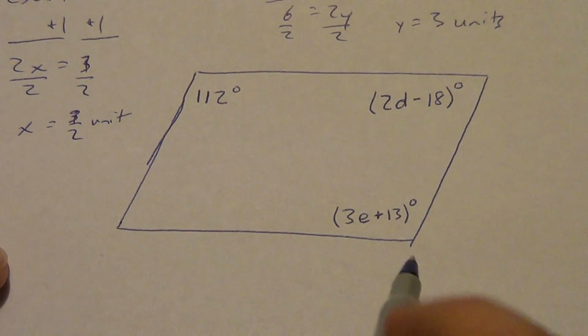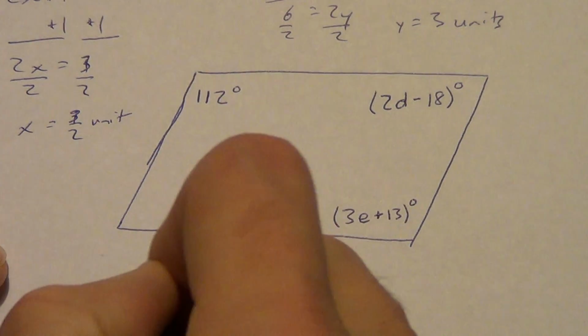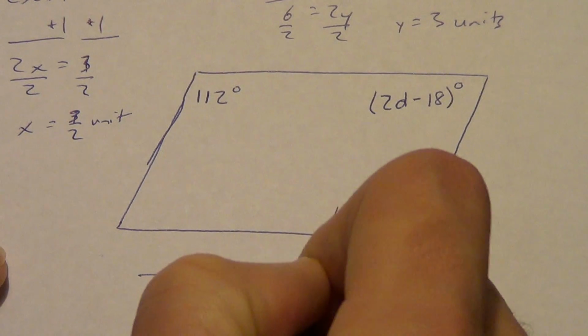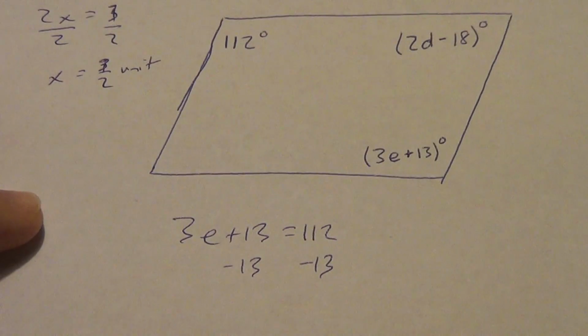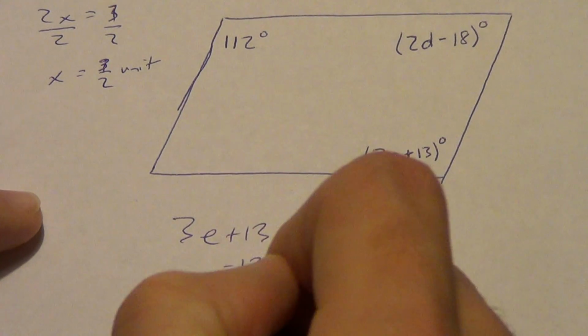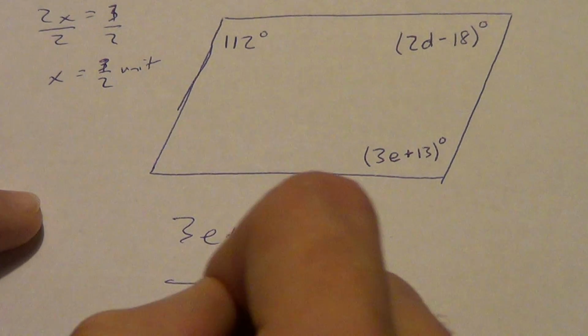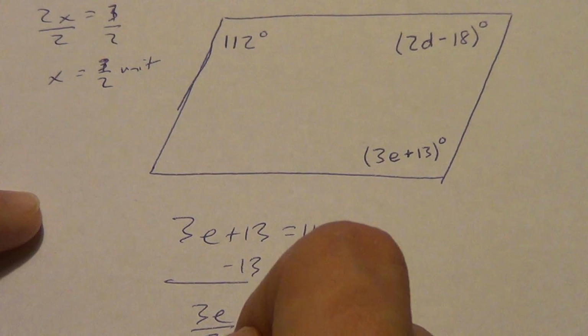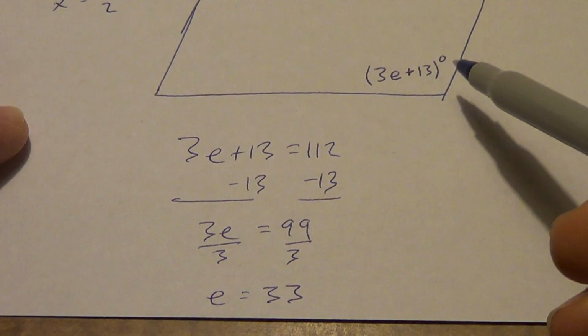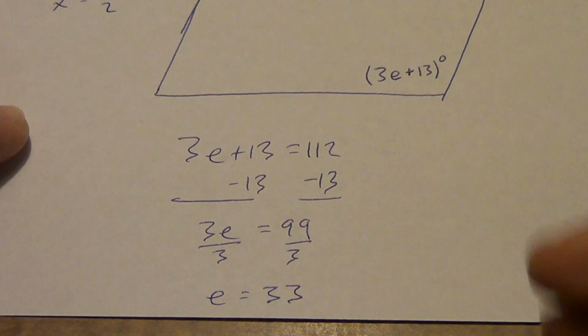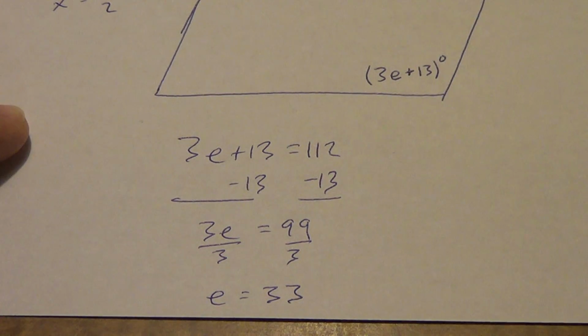All right, here we go. We know opposite angles have to be congruent, so 3e plus 13 equals 112. We subtract the 13. We get 3e equals 99. Divide by 3, and e equals 33. I'm not going to put a degree symbol on this. There's already a degree symbol right here, so e is just 33. It's definitely not a length, so I'm not going to put units or anything like that.